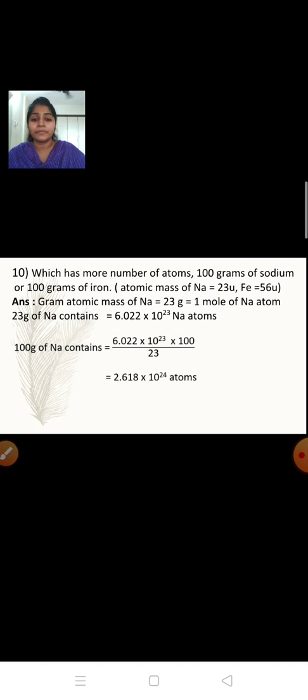So now over here atomic mass is given as 23 u. So when that 23 u is expressed in gram, it becomes gram atomic mass. Okay, so it is 23 gram, and when I say 23 gram, it means 1 mole of sodium atoms. Correct? So can I say 23 gram of sodium contains 6.022 into 10 raised to 23 sodium atoms? Right? So if 23 gram contains these many atoms, 100 gram contains how many?